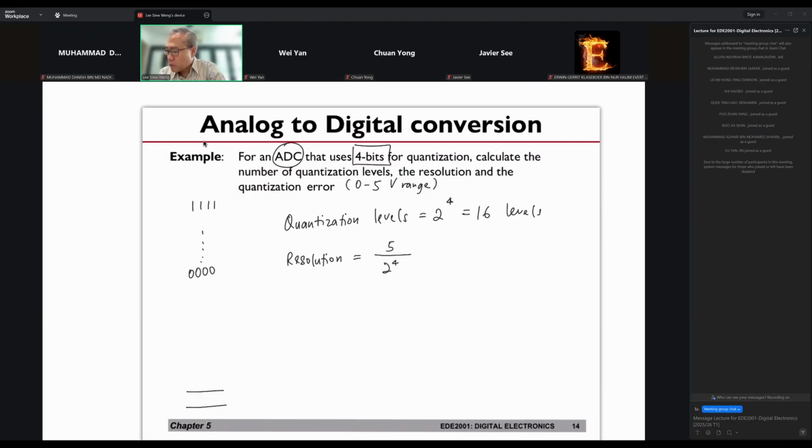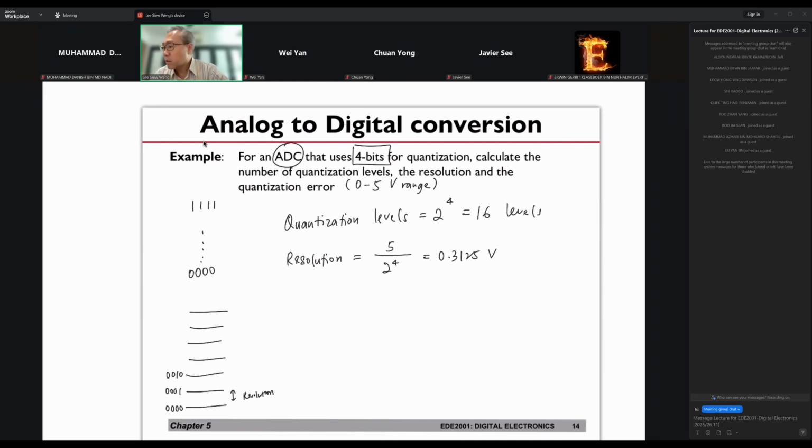That means each of the levels that we have here, from 0 0 0 0 to 0 0 0 1 to 0 0 1 0, and so forth, this is what we call the resolution. That is going to be 0.3125 volts. So it's a very simple question. If I want a more precise signal, a better resolution, then I will need more bits to represent that, which means more quantization levels and more bits.